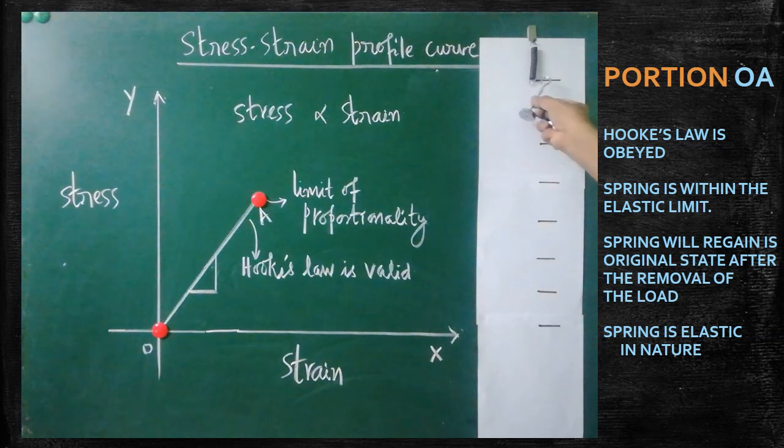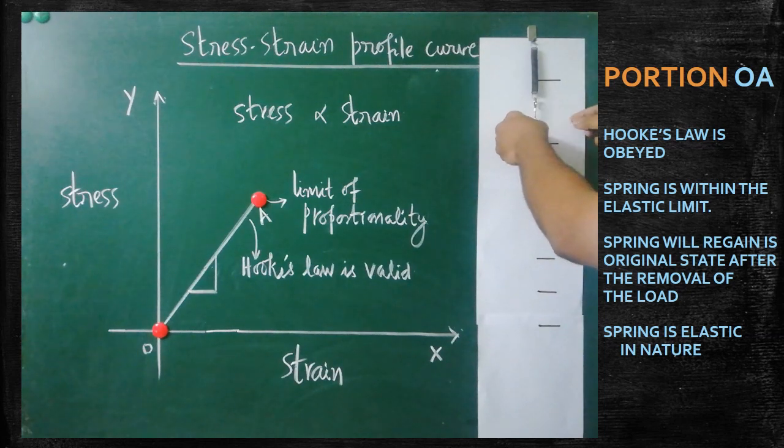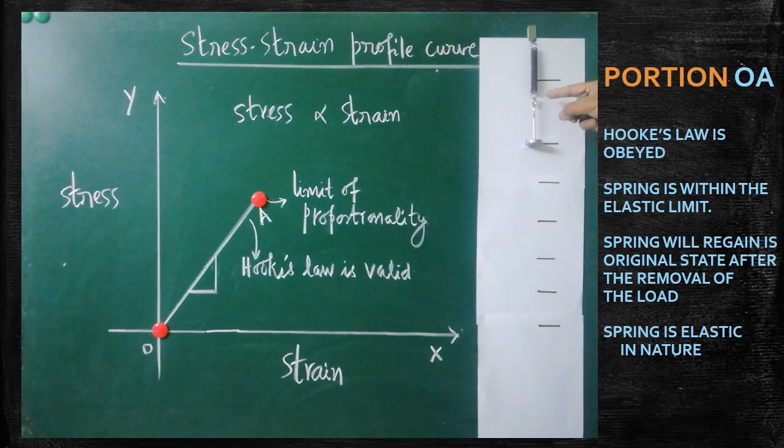Now I am going to add a 50 gram weight. After adding the 50 gram weight, look at that, the spring is elongated. After adding the load, it is stressed. Because of that, there is a change in the shape of the spring. It is elongated, so strain is produced within the spring. Are you clear? Note down the reading here. This is the marking at which that load is there.